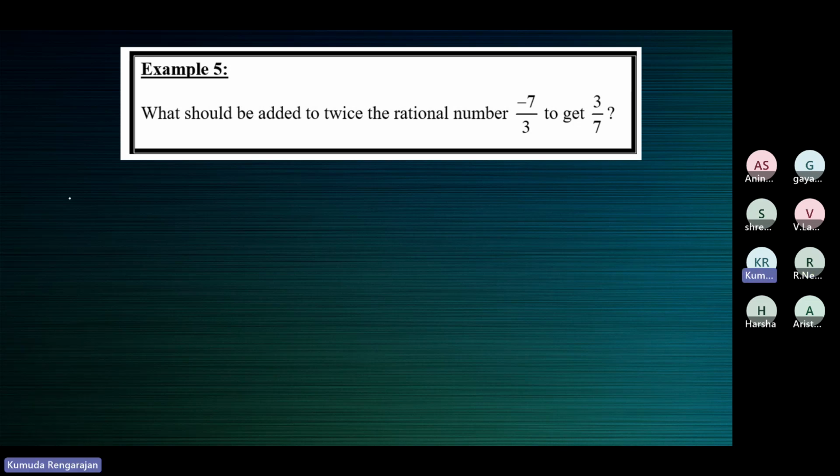Fine, children. We are good to begin now. See this question. What should be added to twice the rational number minus 7 by 3 to get 3 by 7? So twice the rational number, 2 times minus 7 by 3. What should be added to this one to get 3 by 7?